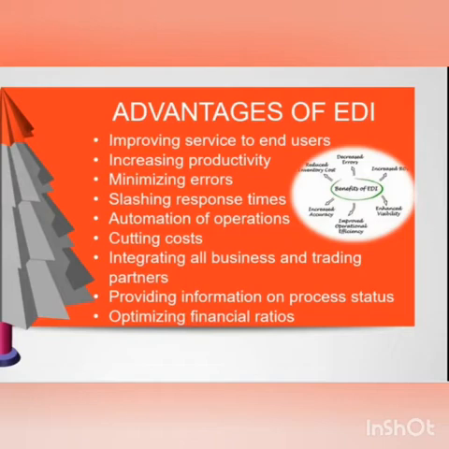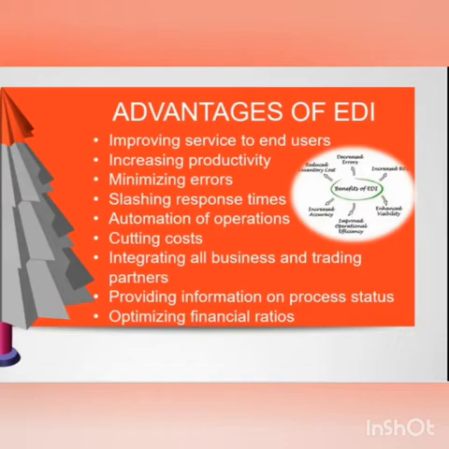The next one is integrating all business and trading partners under one roof called EDI. So wherever they are, anywhere in the world, the order can be placed and communicated to the particular organization. The next one is providing information on process status, like purchase order status and delivery status. So a particular order can be tracked easily. And the last one is optimizing financial ratios, that is, improving the financial shares.